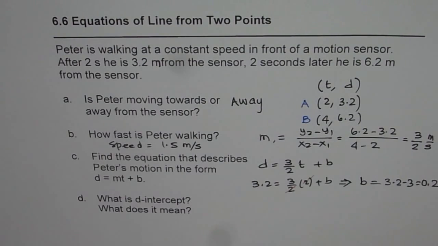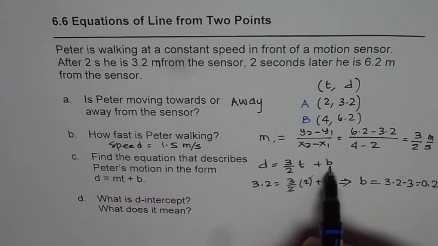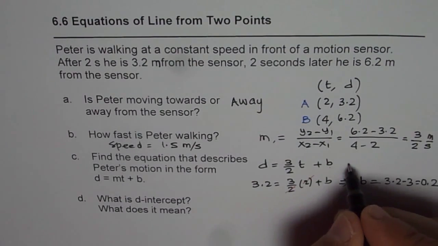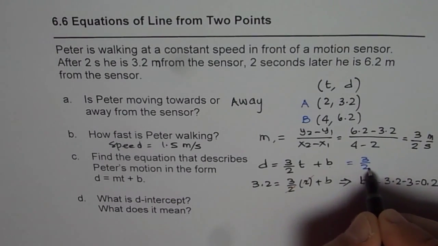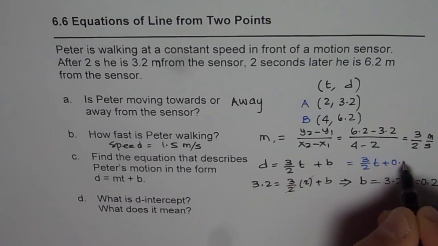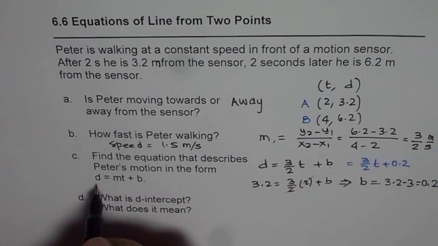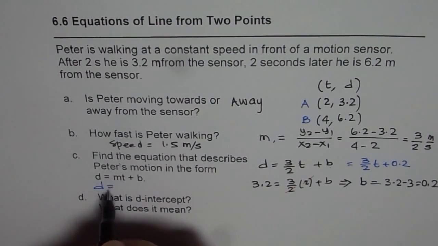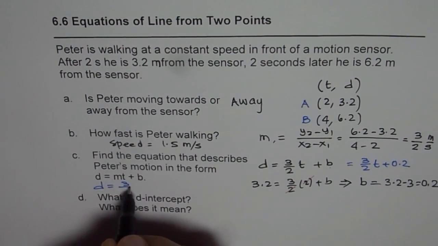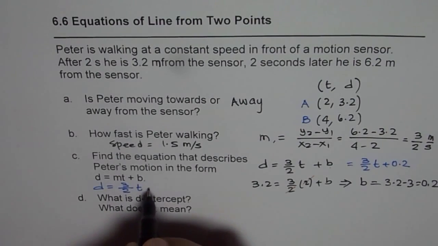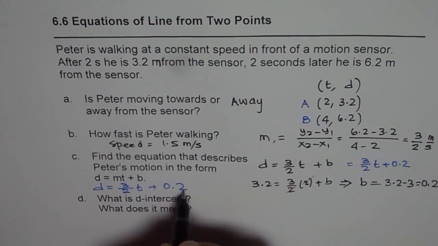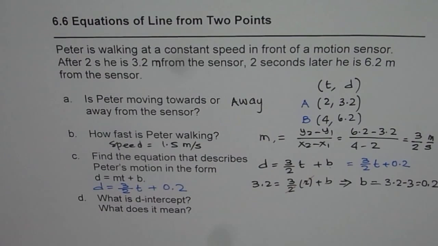Therefore, if I substitute 0.2 here, what happens? The equation will become 3 over 2 t plus 0.2. So that's the answer. My equation is d equals 3 over 2 t, or you can write 1.5t, plus 0.2. This equation relates. Now the last part is, what is the d-intercept?